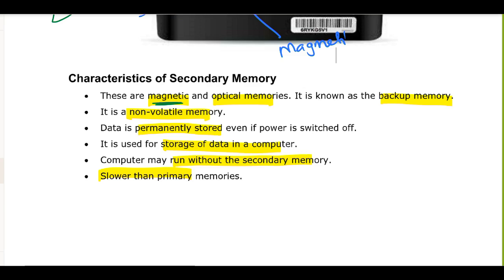It is also called backup memory. That is the secondary storage. It is non-volatile. You will not lose data even when you have lost power. Data is permanently stored. It is used for storage of data for a computer. A computer can run without this hard disk, and it's slower than primary memory.